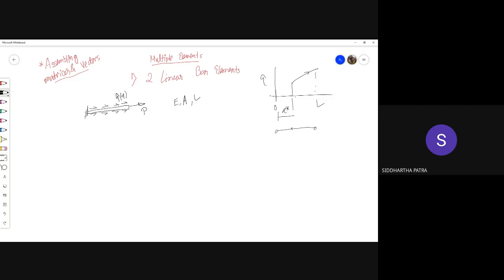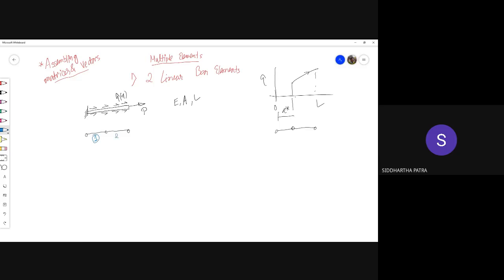That being said, it's not mandatory for you to have a discontinuous q in order to have more than one element. You can choose to have more than one element whenever required. The major reason for which you take more than one element, or multiple elements, is only to improve accuracy. That is the major idea.